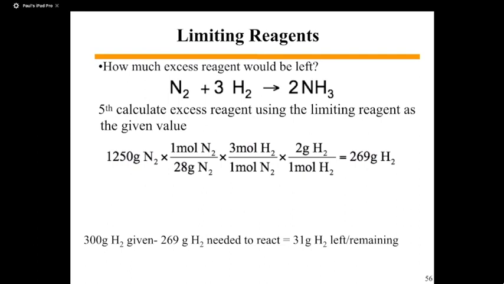But I didn't ask how much hydrogen was used. I asked how much was left over. If you start with 300 and you subtract 269 that I must use, 31 grams is the excess amount that was left over. Okay? And so, once I found the limiting reagent, which is normally the question, which one is the limiting reagent, how much can you make? I could ask you one additional question: how much of the excess reagent was left over after the reaction went to completion?